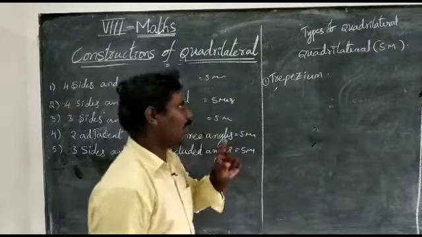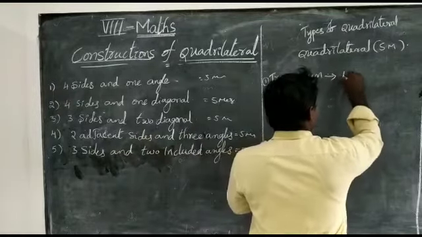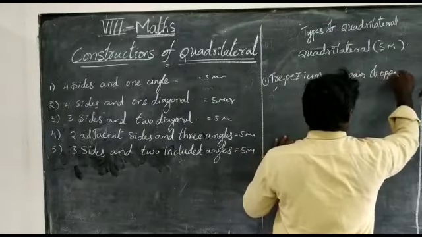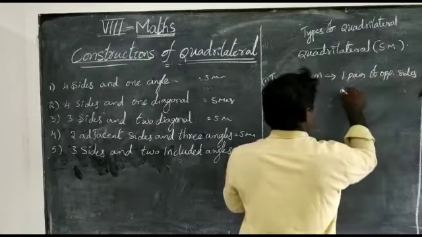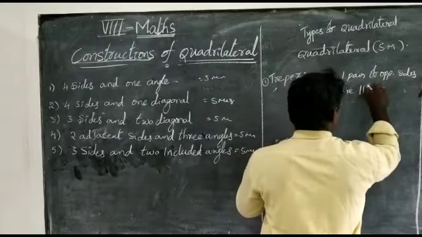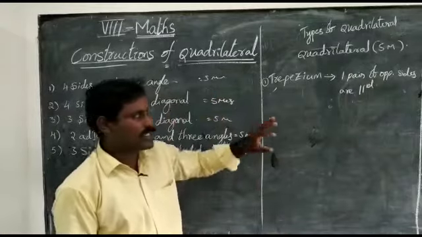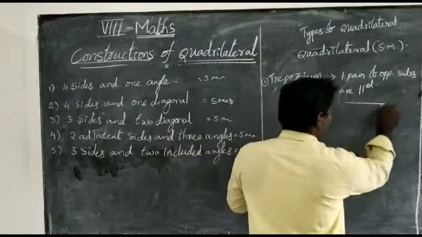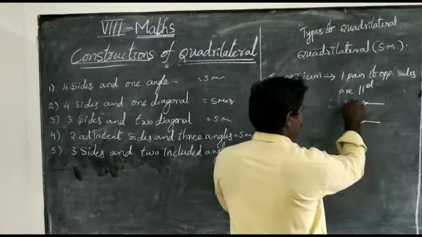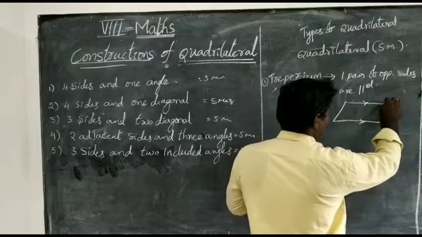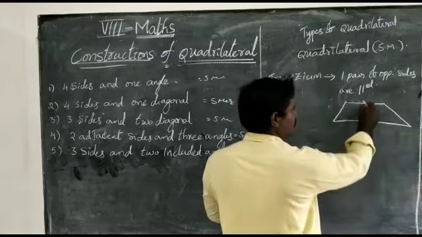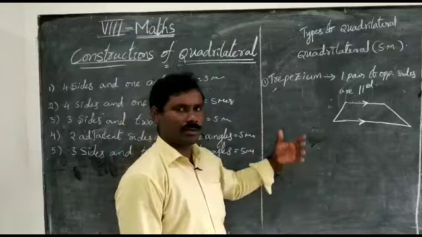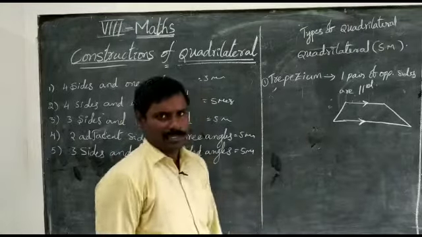Trapezium means one pair of opposite sides are parallel. One pair of opposite sides are parallel, then we get a trapezium. That means the figure will be like this. Maybe remaining sides, whatever the shape. But these two sides are just parallel. Remaining sides may be parallel or may not be parallel. Now this name is trapezium.